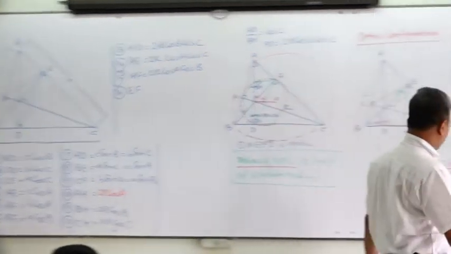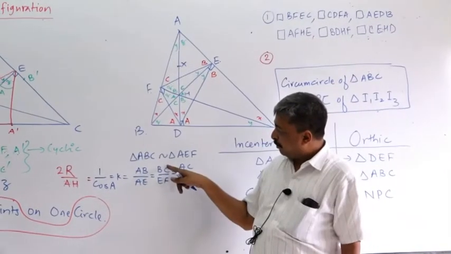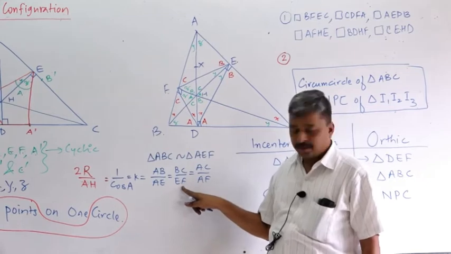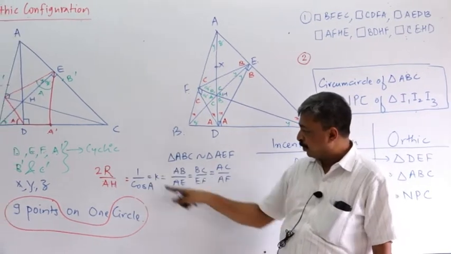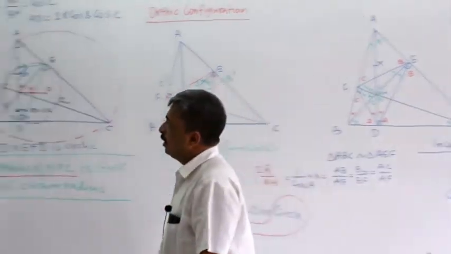EF can be done from here. BC is known, which is small a. EF we want to find out. And the ratio is 1 upon cos. So EF is equal to BC cos A, that is a cos A. EF is equal to a cos A.